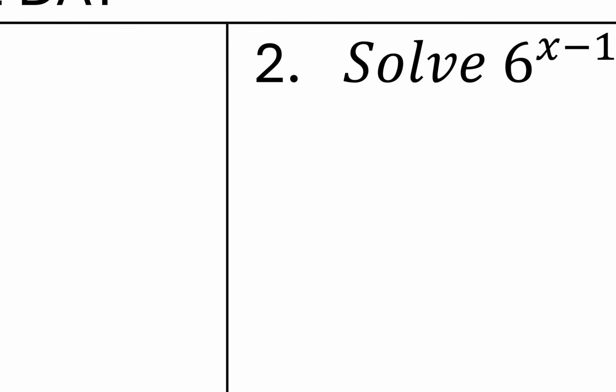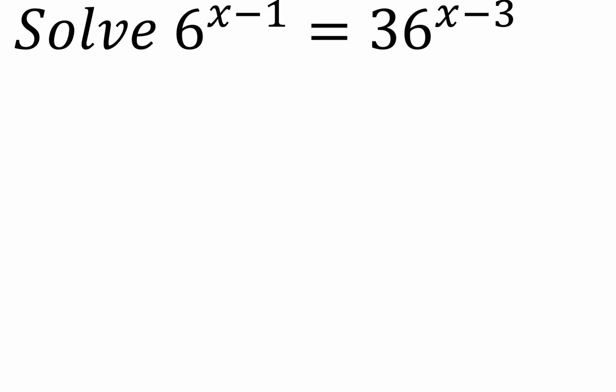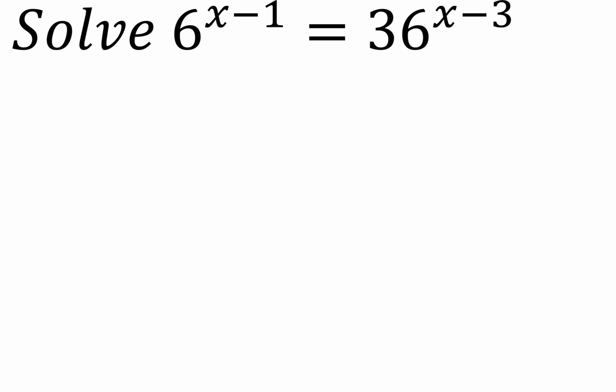Moving on to the next question, we have the following. First, we begin by asking ourselves, do we have the same bases? In this case, I have a 6 on the left. I have a 36 on the right for the bases. So I need to rewrite the bases. And I always go with the smallest base. In this case scenario, 6.